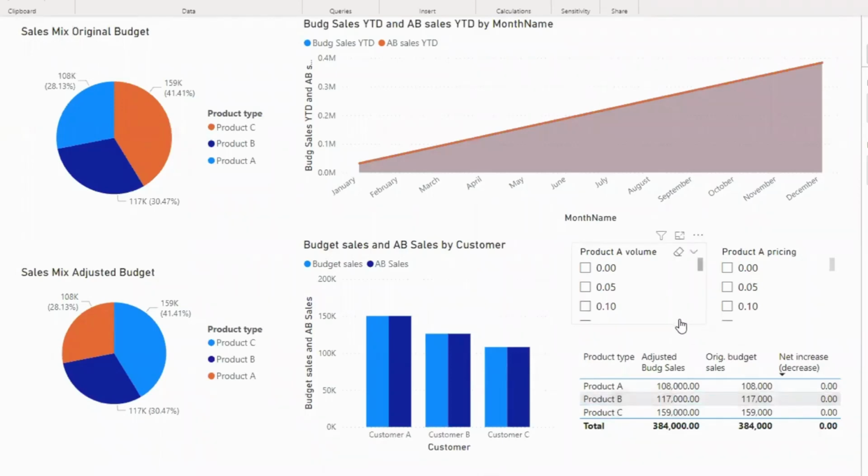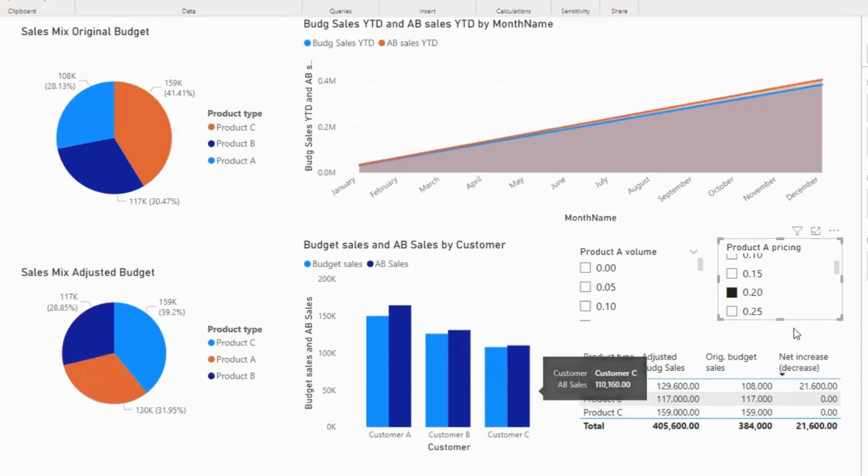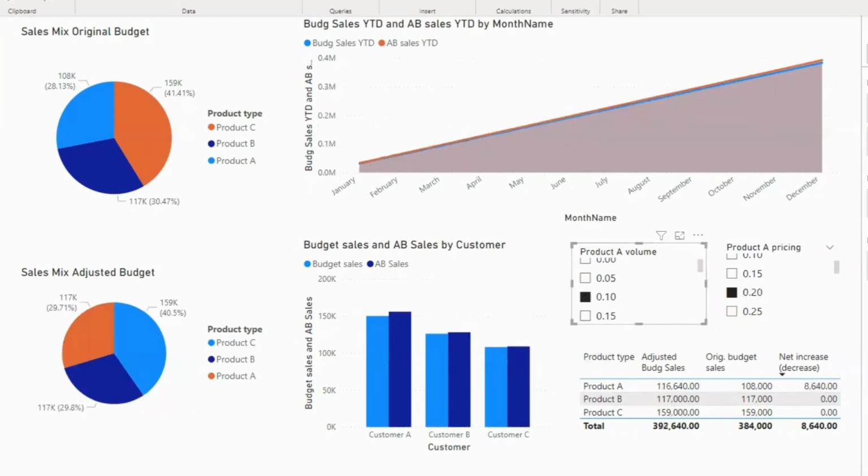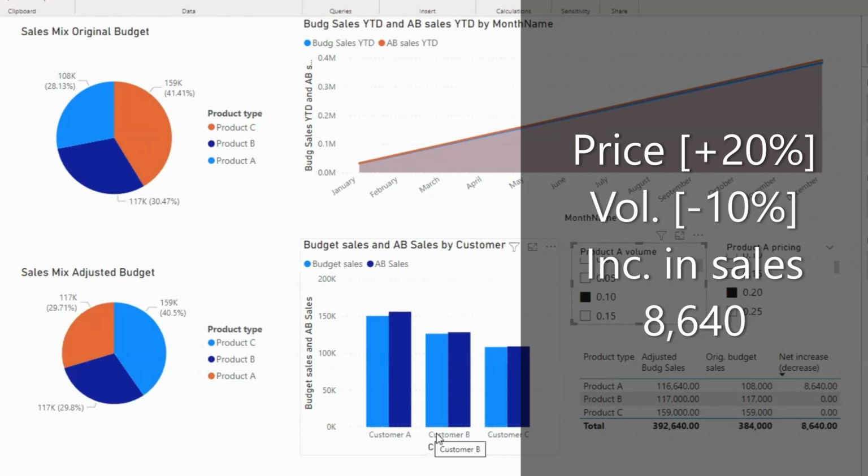Okay, let's begin with the highest price increase of 20% with expectation that volume will decrease by 10%. Let's adjust the product A price to 20%. As you can see here, the increase in price alone will move sales up by 21,600. But if you factor in the decline in volume, which is at 10%, sales will now be at 8,640. Let's take note of that and move to the next scenario.